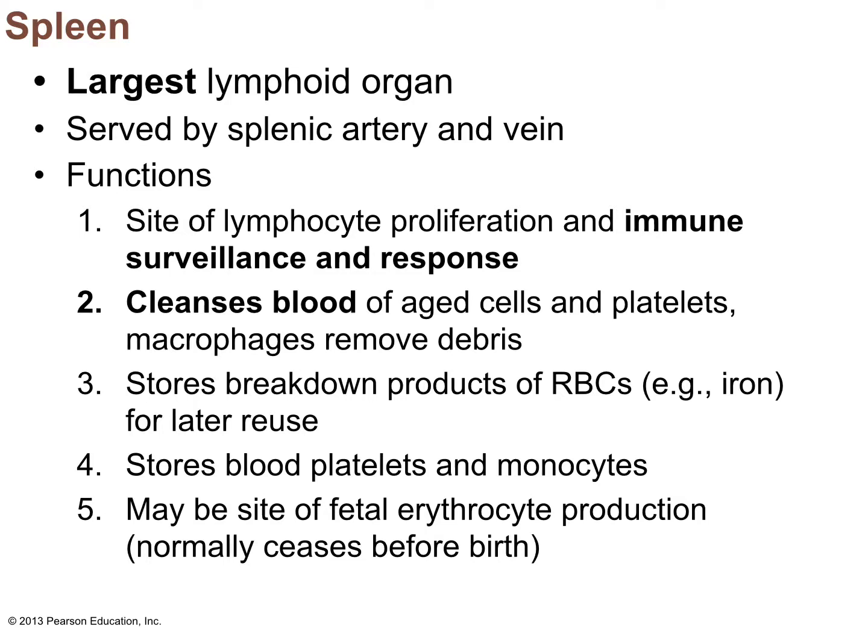Number 3, a separate function, right, different than lymph nodes. It stores breakdown products of red blood cells, so things like iron, because we recycle iron. The only time you lose iron is when you lose blood. And we're also going to store platelets and monocytes here. And remember from our blood chapter, monocytes can differentiate into macrophages. And then last but not least, in the fetus, this can be a site for red blood cell, which are called erythrocytes, red blood cell production.